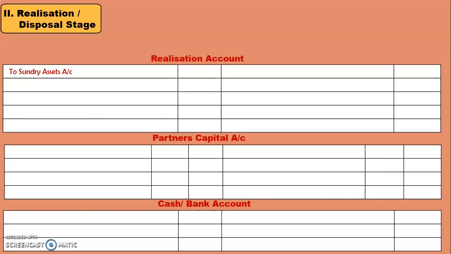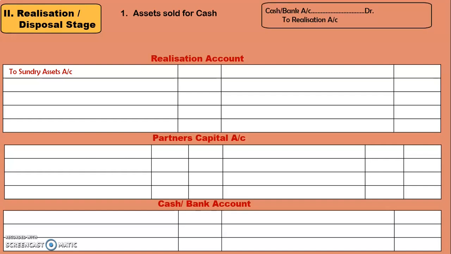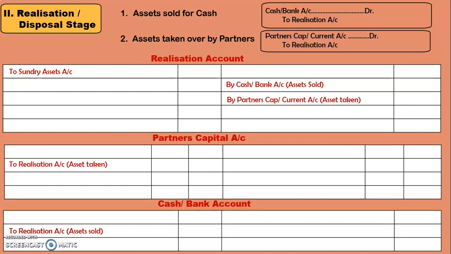Now here first, the assets are sold. So when assets are sold for cash, we receive cash. So cash account debit to realization account. While posting, we write on the debit side of cash account as to realization account, and on the credit side of realization account as by cash or bank account. And if any assets are taken over by a partner, then the partner's capital account will be debited. So the entry is partner's capital account debit to realization account.